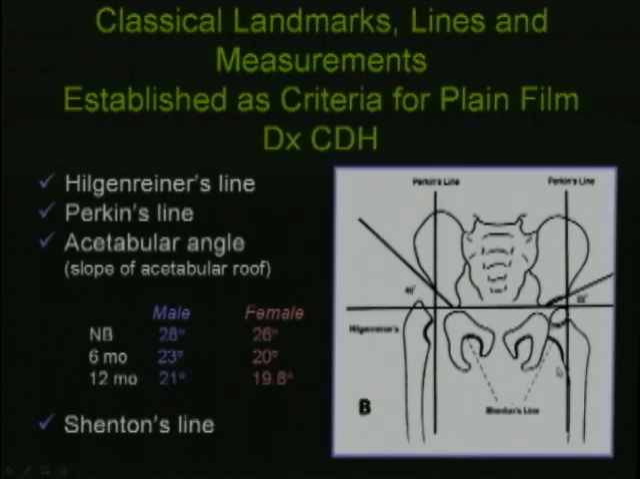The other line that we look at is Shenton's line, which we draw along the medial femoral neck, and it should form a continuous arc with the undersurface of the superior pubic bone and then come along the lateral aspect of the inferior pubic bone. So it goes around from the neck to the superior to the inferior, and in the normal situation it's a continuous arc. In the abnormal situation we can see that there is disruption of Shenton's line.